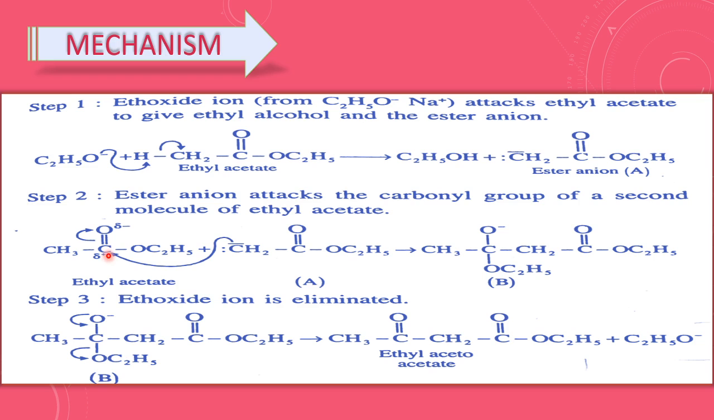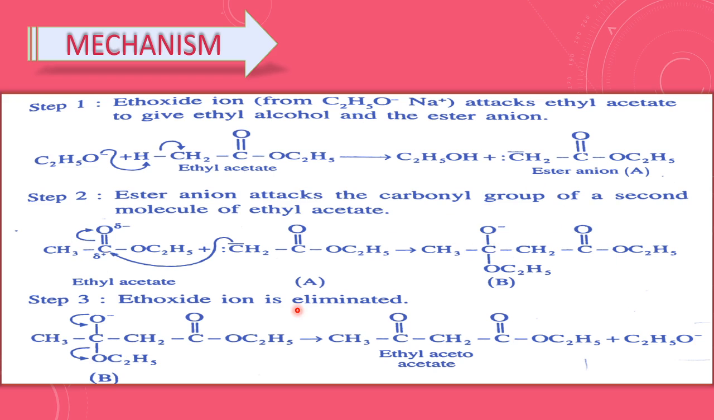Here is electron deficiency, so this attacks this carbon, and the carbon oxygen double bond shifts onto this oxygen, and this type of intermediate product is formed. Here the CH3 C double bond O is converted into a single bond and O minus ion, and this OC2H5 is written here, and this CH2 C double bond O C2H5 is attached to this carbonyl carbon. In this way the intermediate is formed.